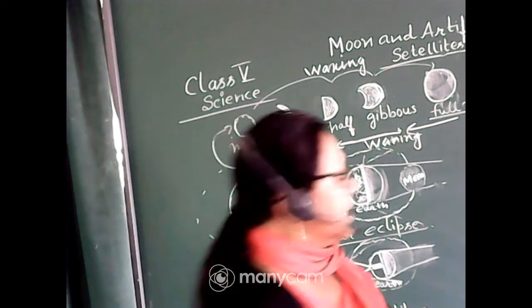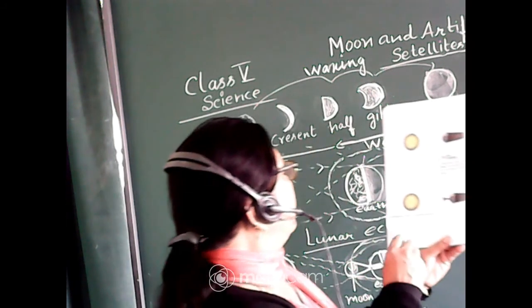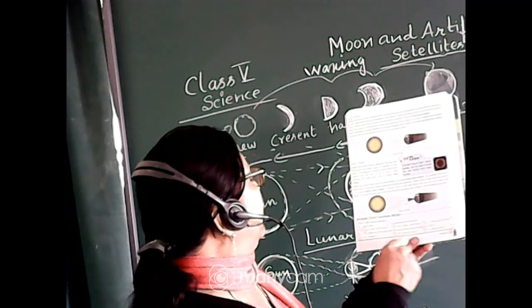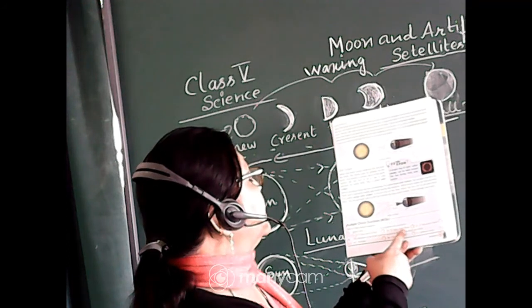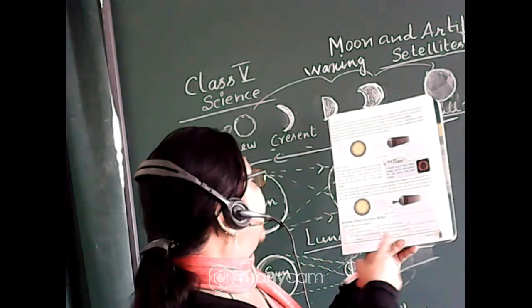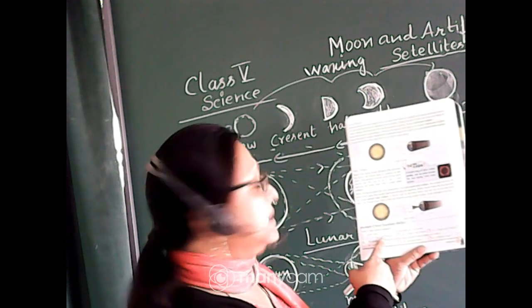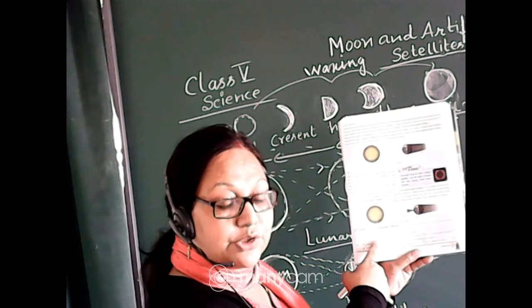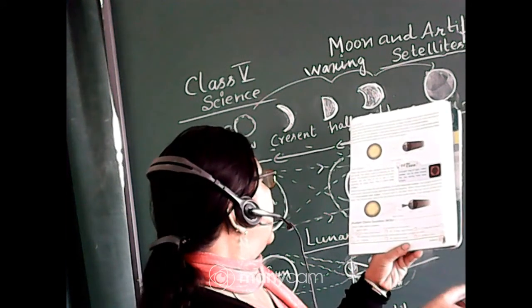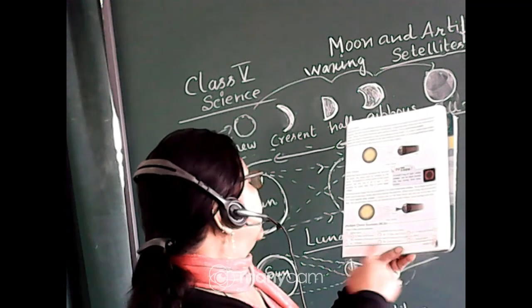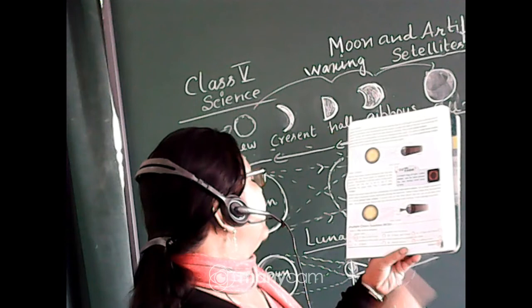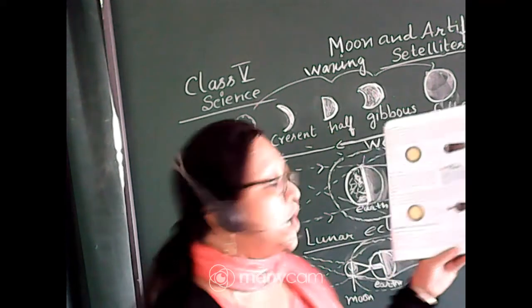Now you will see there are multiple choices. The moon takes how long to complete one revolution? What would be the answer? 27 days 8 hours, 27 days 3 hours, 27 days 5 hours. So it should be 27 days and 8 hours. Tick it fast. Next one: the shadows of the earth and moon produced by sunlight are called eclipses.